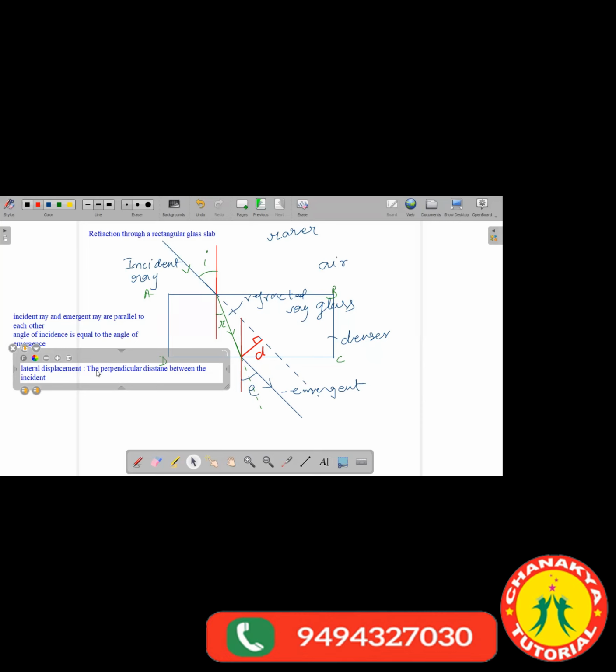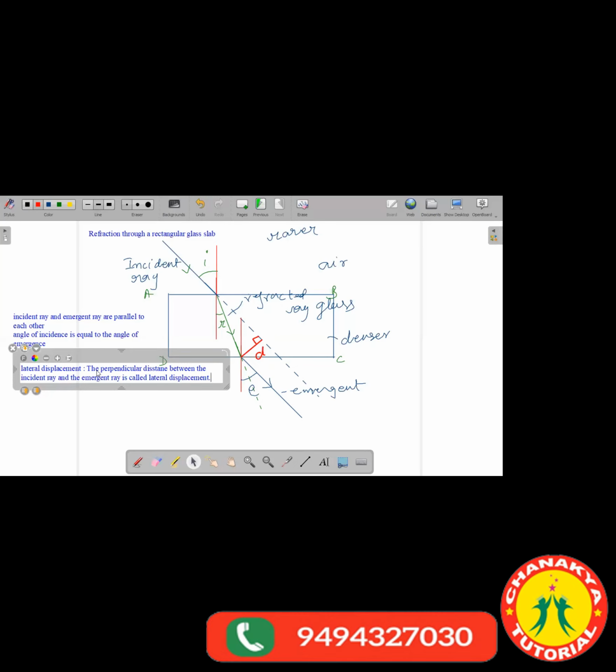The perpendicular distance between the incident ray and the emergent ray is called lateral displacement. You will find very little about this in your NCERT. Just in a box, you will see something about the lateral displacement. You will also study about this lateral displacement in your practical. If you are doing a practical, you will observe this activity, that yes, there is a lateral displacement.